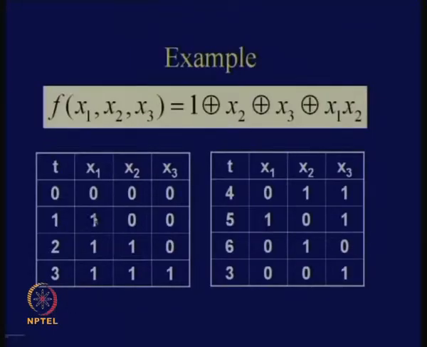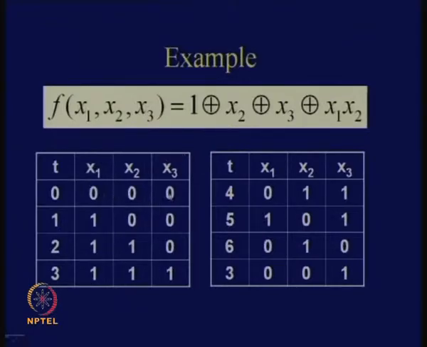But before that, let us consider one example of a de Bruijn generator. So, consider this particular function f of x 1, x 2 and x 3, which operates upon x 1, x 2 and x 3, and is equal to 1 XORed with x 2, XORed with x 3, XORed with x 1 x 2. Okay. So, this is a very simple feedback function which is being considered.